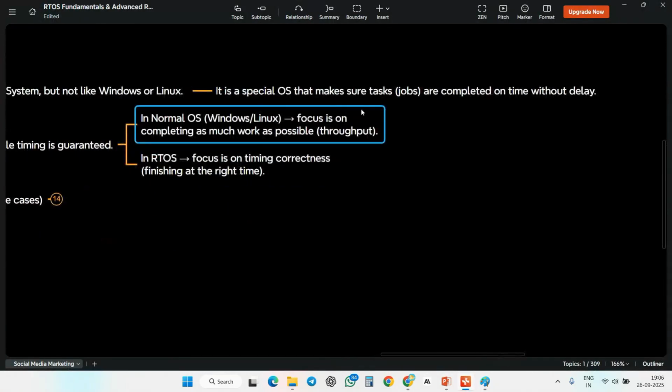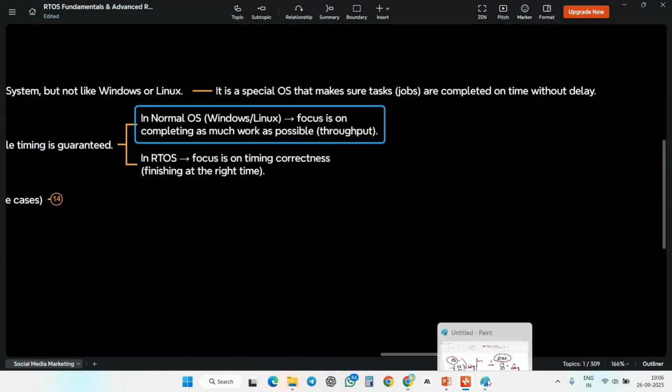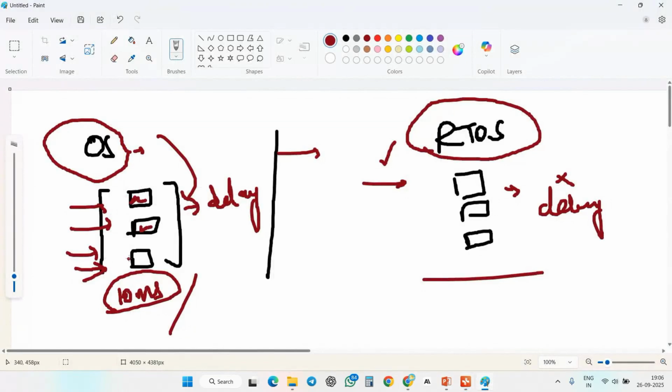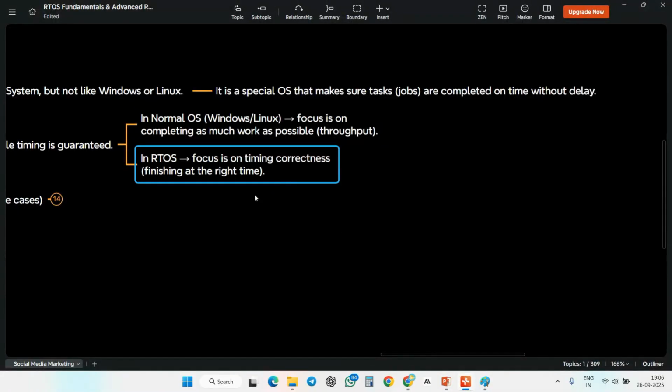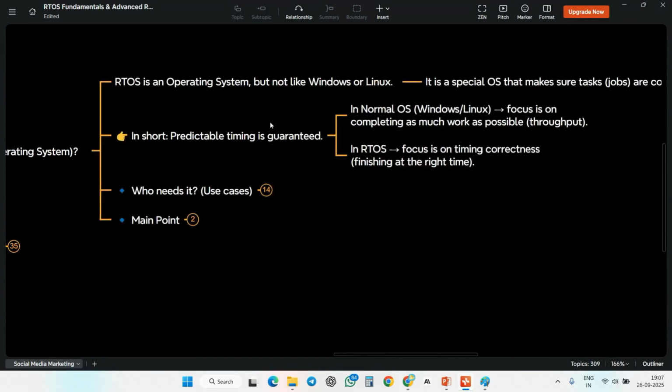In a normal operating system, it is just focusing on completing as much work as possible. However many tasks you have given it, it will try to complete as many tasks as it can within that time, but you can expect some delay. With a real-time operating system, a guaranteed time is given. It always focuses on correct timing; it should complete the task within the specific timeline. This is the main difference between a normal operating system and a real-time operating system.